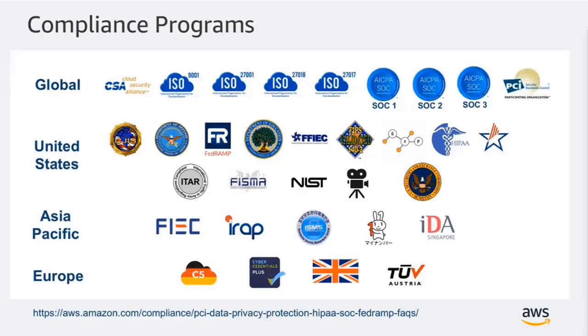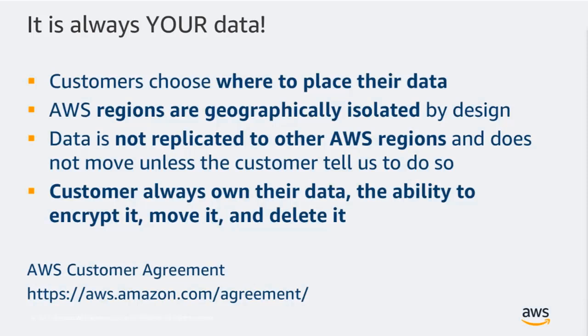And these are some of the compliances that we have at AWS that can enable the most security conscious customers to run workloads. And we are continually working with customers to determine if there are additional compliances that we can obtain. And at AWS, it is always your data. Customers choose where to place their data. So our regions are geographically isolated, and we don't replicate the data between the regions unless you specifically tell us to do so. And the customer is always going to own their data, their ability to encrypt it, the ability to move it and delete it.